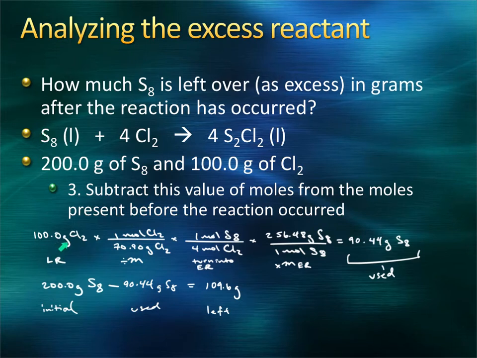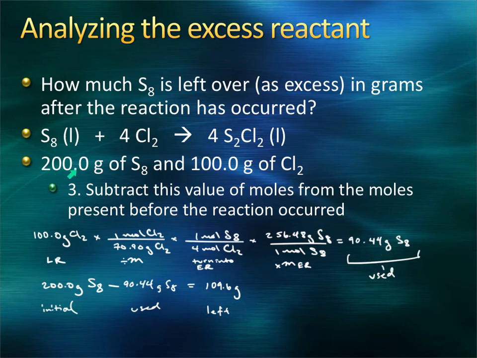So the 100.0 grams of Cl2 divided by the molar mass of Cl2. Again, we're picking the limiting reactant. That's what we're starting with. Then my ratio this time is 1 mole of S8, since that's what I'd want to turn it into. I'm trying to turn it into the excess reactant, divided by the 4 moles of Cl2. And then to get it into a mass of S8, we multiply times the molar mass of S8, which was 256.48, and I get 90.44 grams. What that means is I used 90.44 grams of S8.